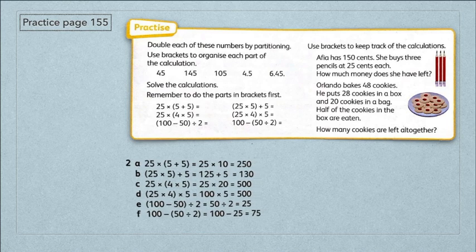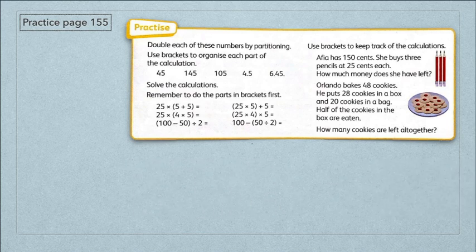Question number 3. Use brackets to keep track of the calculations. Last question includes 2 parts, the Afia part and the Orlando part. I'll give you a couple of minutes to read both parts, to do them, and then I'll include the final answers for you to check yours.